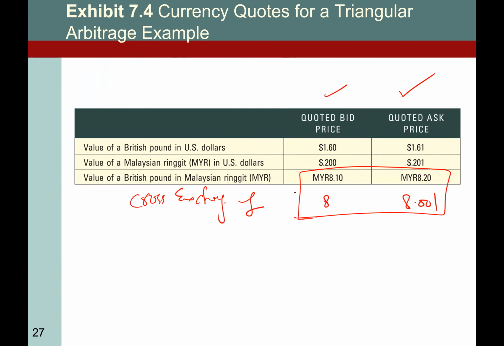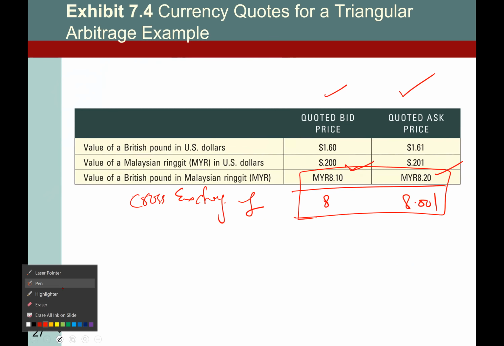According to the analysis, the logic, it should be 8 and 8.001, but the market is giving us 8.1 and 8.2, right? So let's talk about the triangular arbitrage. So what was the first step? Convert your money into pound.